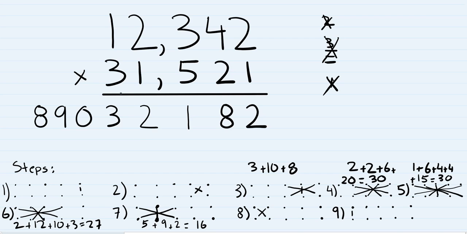And the last step is 1 times 3. Left times left is just 3. Okay, so there we have it. 389,032,182. Okay, good job. Keep practicing.